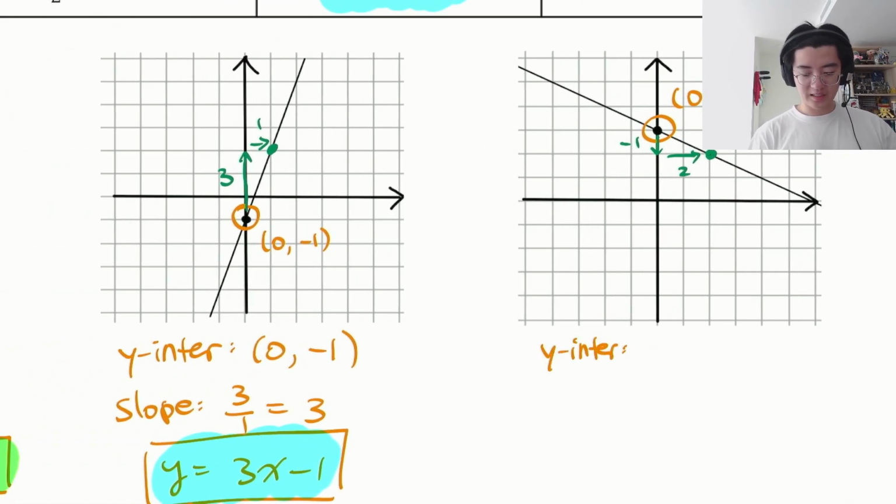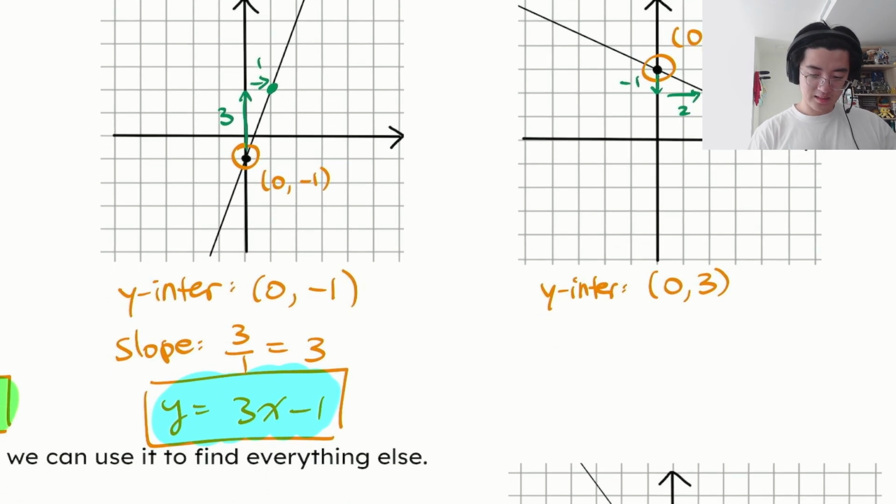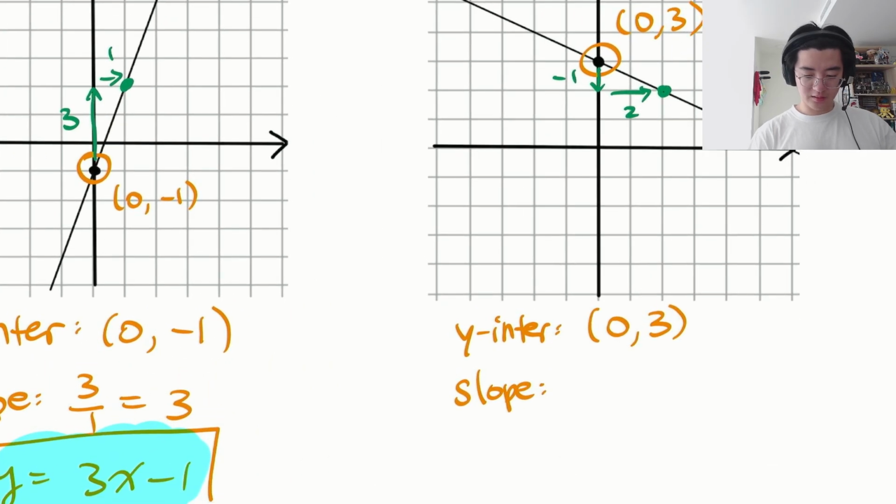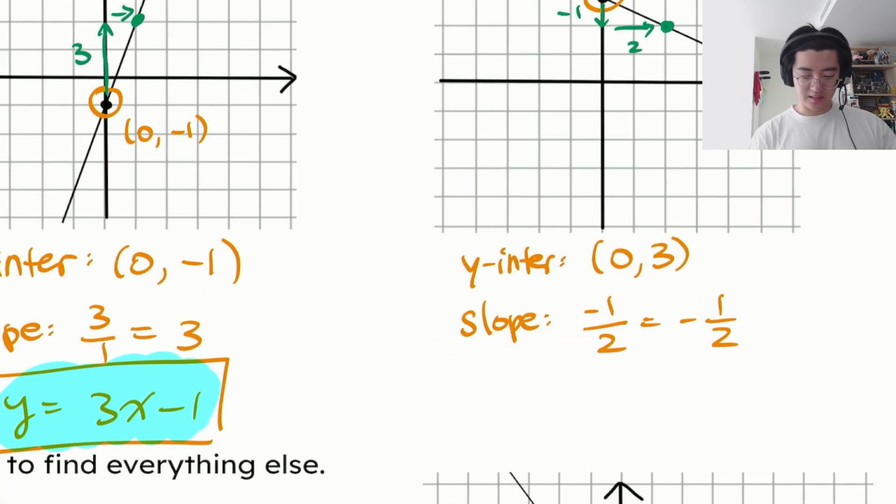Okay, so the y-intercept, 0, 3. And the slope, right? We know the rise is -1, changing y is -1. The run is 2, that's the changing x. Right, so it's -1 over 2. And so the equation here is -1 over 2 x plus 3.